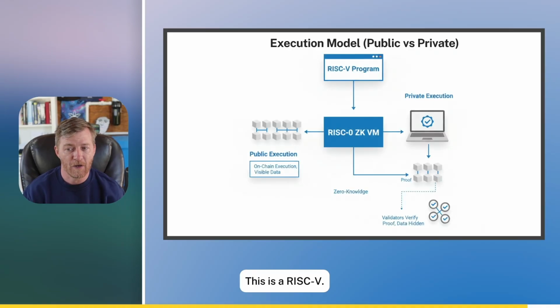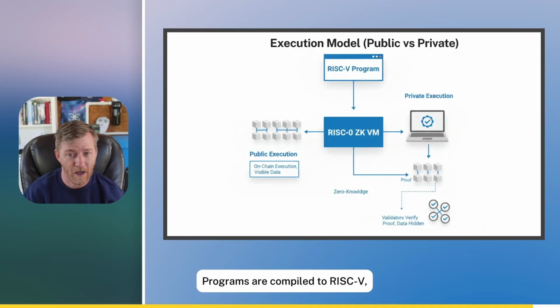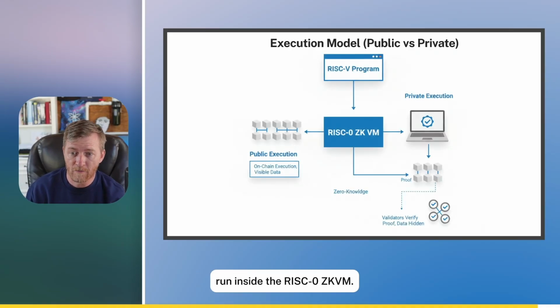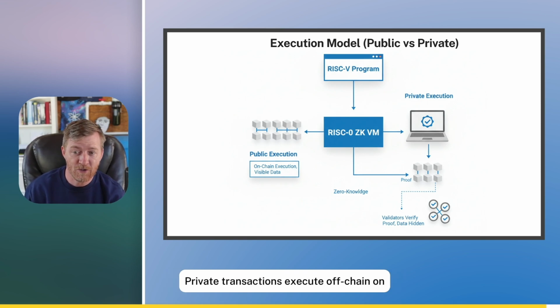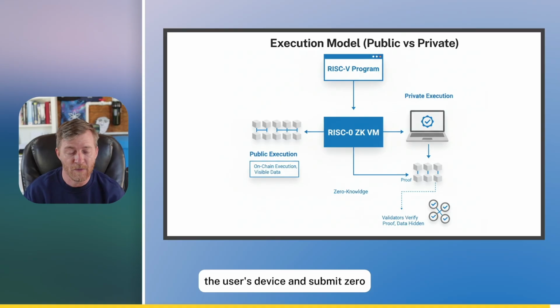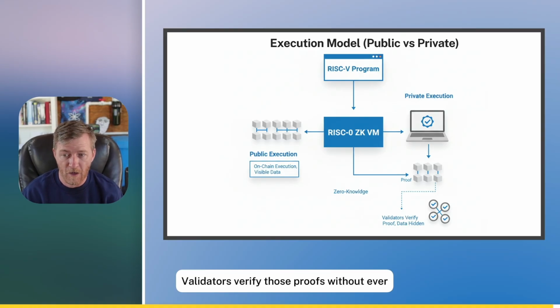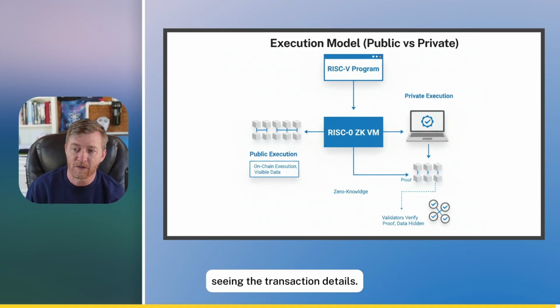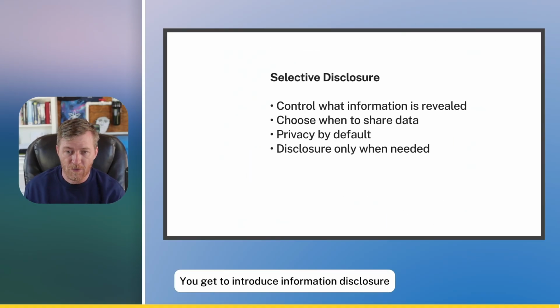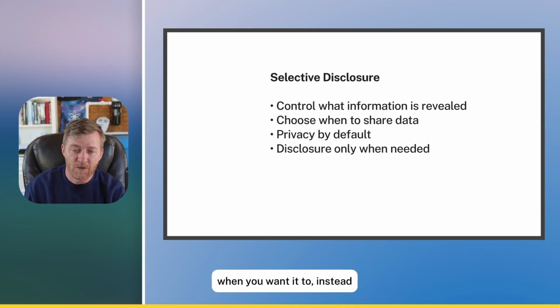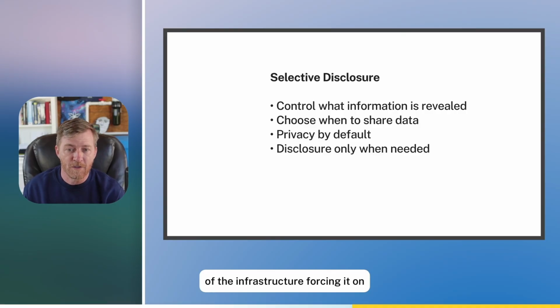This is RISC-V. Programs are compiled to RISC-V and run inside the RISC-0 ZK VM. Public transactions execute on-chain normally. Private transactions execute off-chain on the user's device and submit zero-knowledge proofs. Validators verify those proofs without ever seeing the transaction details. What this does is give the user or the developer selective disclosure. You get to introduce information disclosure when you want it to, instead of the infrastructure forcing it on you.